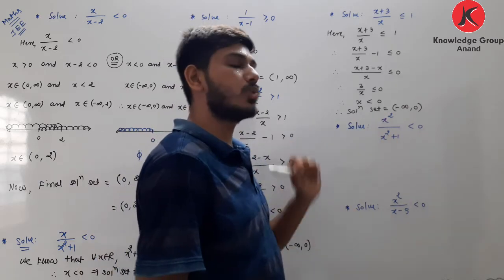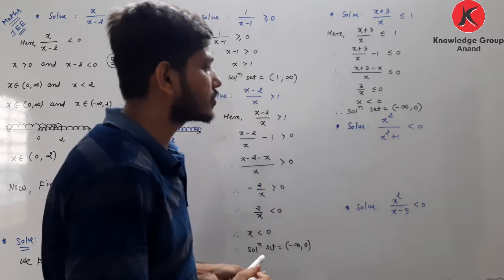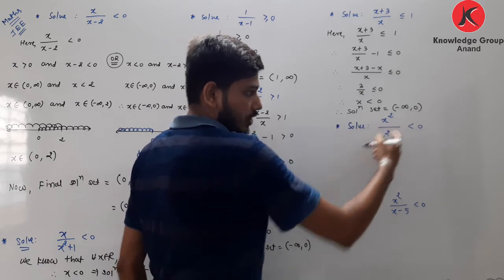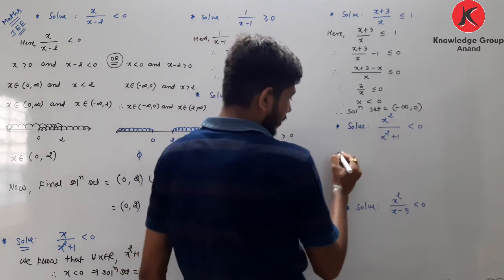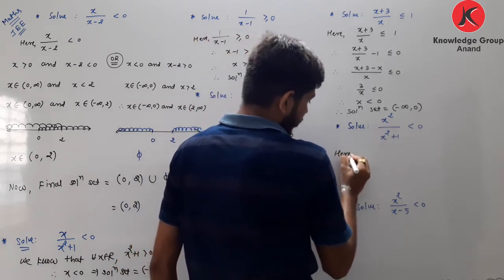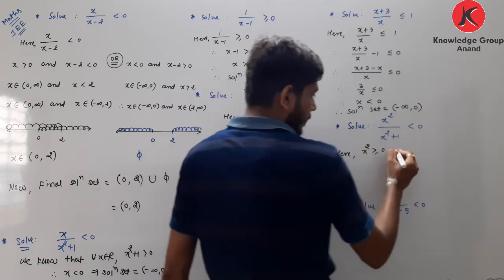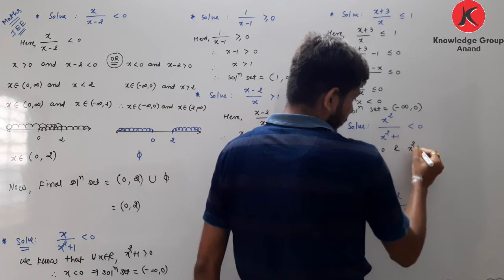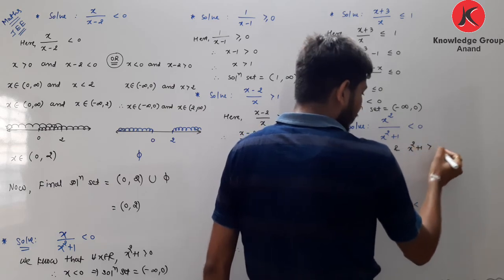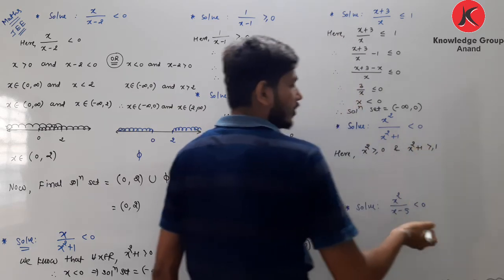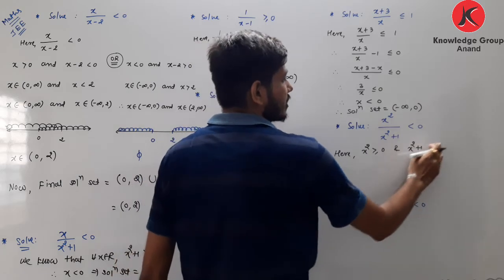Same as x square is always positive or equal to 0. Here x square is always greater than or equal to 0, and x square plus 1 is always greater than or equal to 1, or we can say it is a positive term.